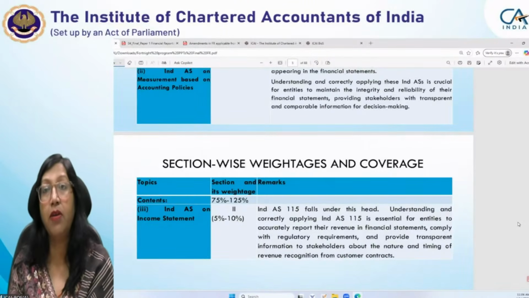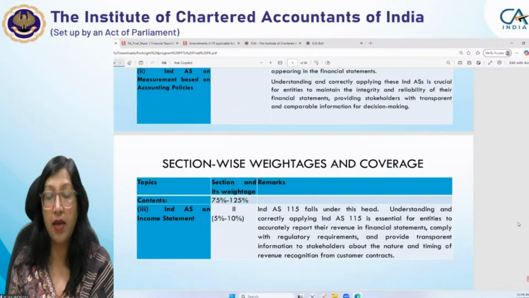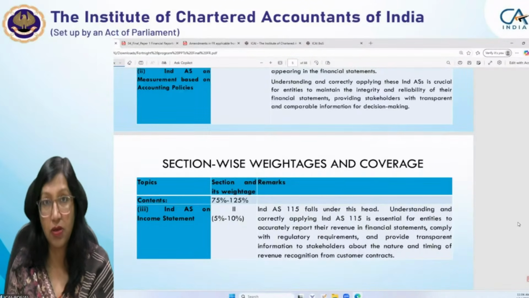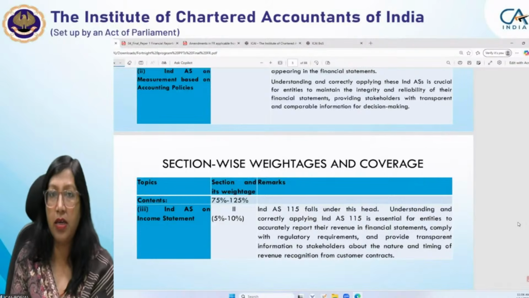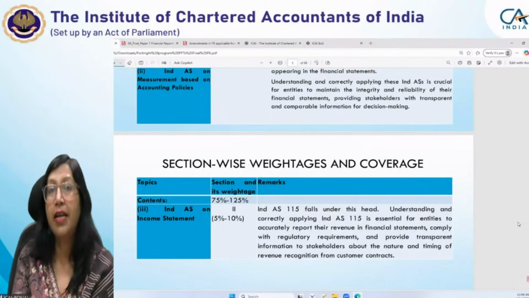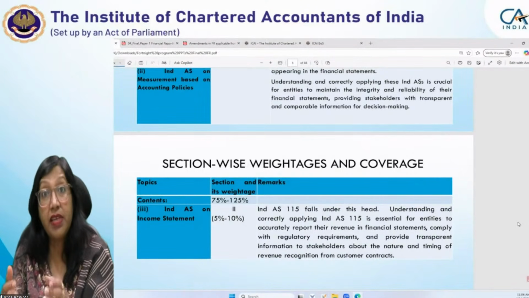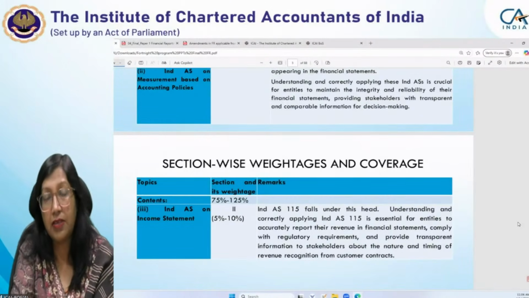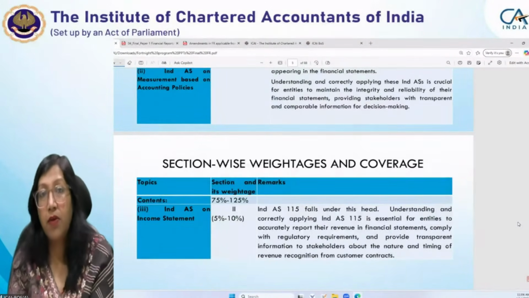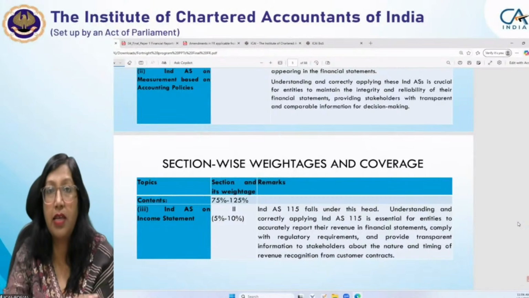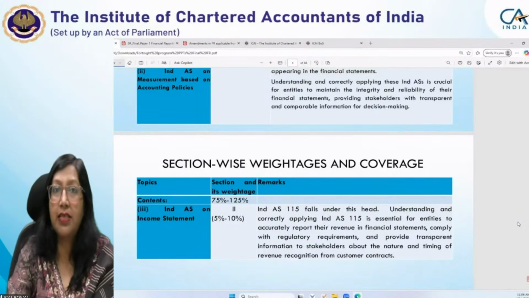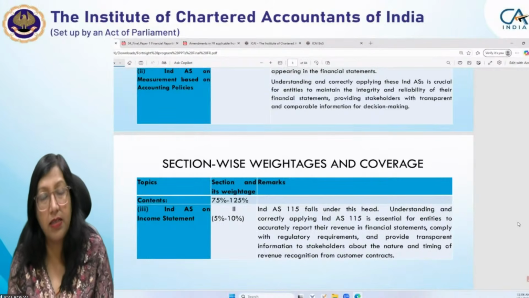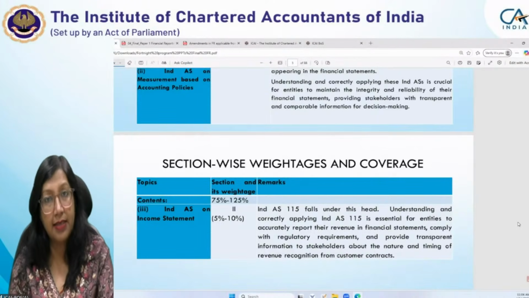For example, your group-based accounting, in that you'll have Ind AS 110 and Ind AS 103. Mostly the question is on Ind AS 110, that is on consolidated financial statements, which tests the provisions governed in Ind AS 103, business combination, as well. Because first you have to go for a business combination, and then after a certain period, say 6 months or 1 year, you have to prepare the CFS, that is the consolidated financial statement. So both the standards are tested there.